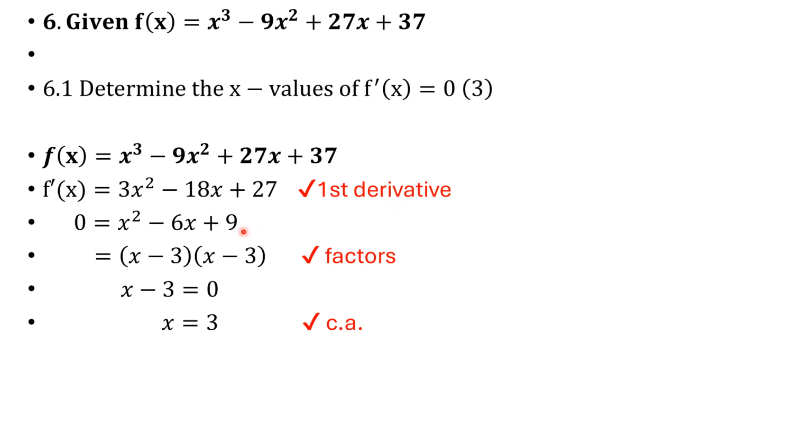Right, if we factorize, x squared is x times x, 9. Negative 3 times negative 3 gives me positive 9. And minus 3x minus 3x gives me minus 6x. So therefore, x minus 3 equals 0, x equals 3. So the x value there is 3. 1 mark for the first derivative, 1 mark for factors, 1 mark for the correct answer. All right. So hope you follow. Let's look at the next problem.